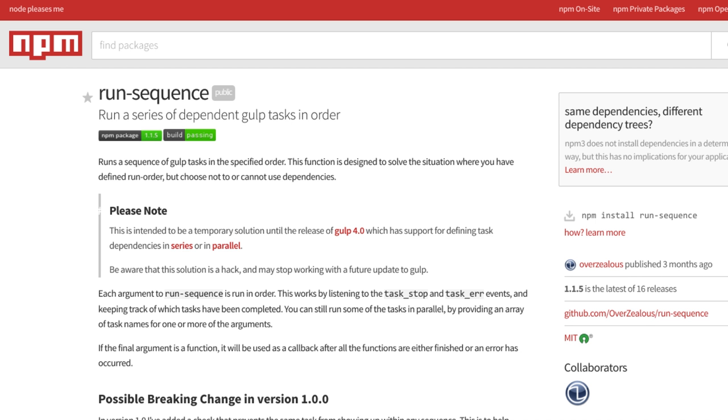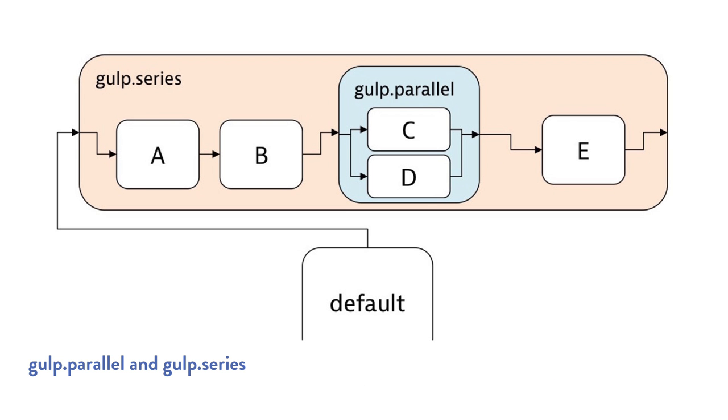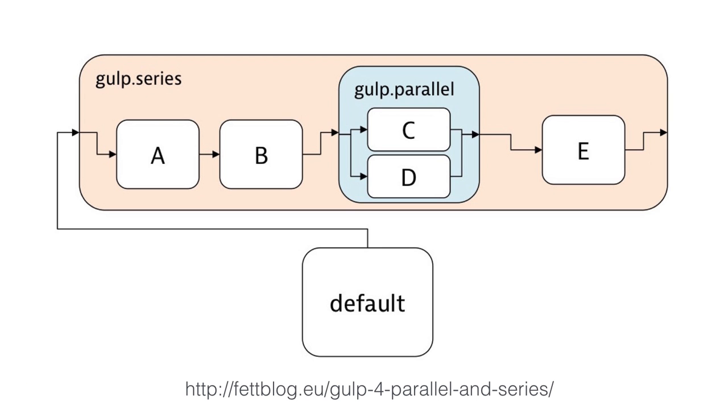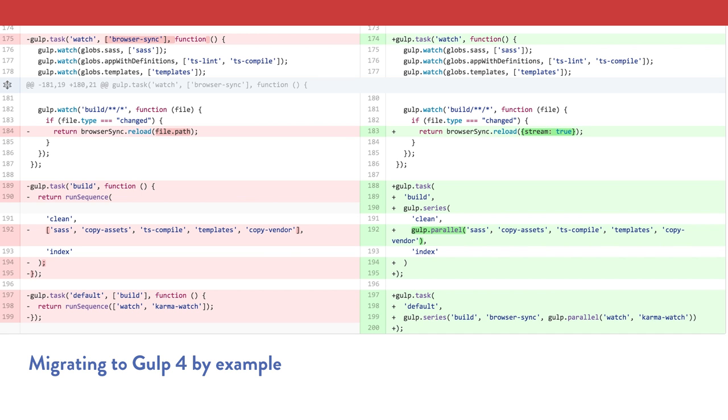It's not explicit. So we talked about run sequence a little bit earlier. If you want to move over from the old run sequence to the new gulp.series and gulp.parallel, here is one example of what that looks like. We're going to skip over that because there are some decent blog posts out there that talk about moving over to Gulp 4. There's the fetblog.au post that we cribbed some examples from, and these guys have some really nice diagrams explaining the whole execution flow in Gulp 4 and comparing it to Gulp 3, so check that out. There's also the We Are Wizards post, migrating to Gulp 4 by example. They include code diffs and stuff, which are kind of nice.